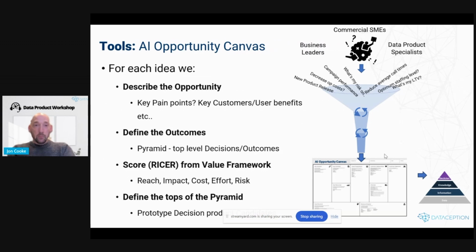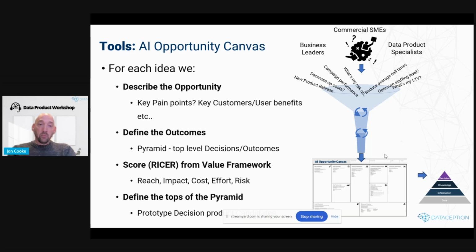One of the other tools we use is called the opportunity canvas, and this is adapted from the business canvas. The idea is that we start by sitting in the room with the business people and ideating. Can we describe the opportunity? Can we describe the outcomes? Can we then do an initial valuation on those? We've got a value framework based on RICE, which is reach, impact, cost, effort, and we've added risk in there as well, which is super important.